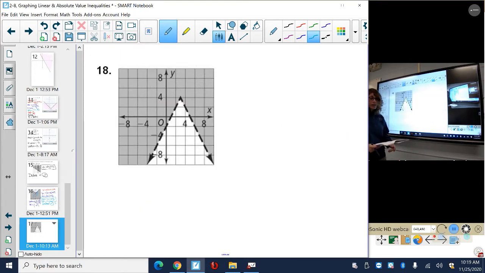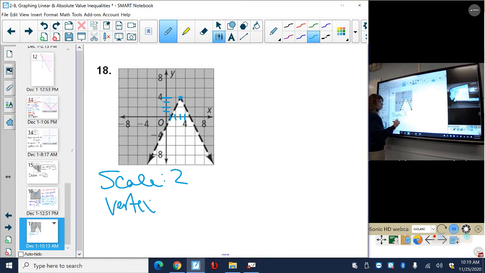I will do one more of these, number 18. Okay? Check your scale. Your scale is going by 2s. So this is 1, 2, 3, 4. Go ahead and change that scale so you can see it. So this is going to be 3, 4. So that's my vertex. Be super careful with that. 3, 4 is my vertex.